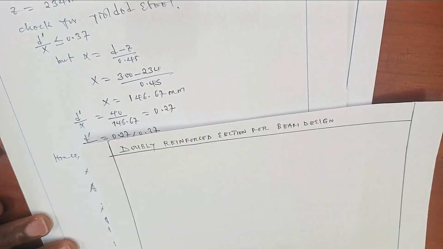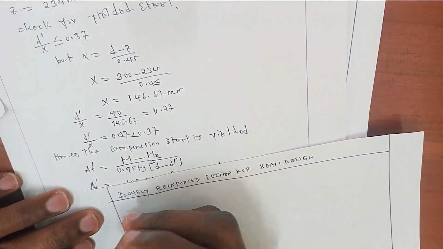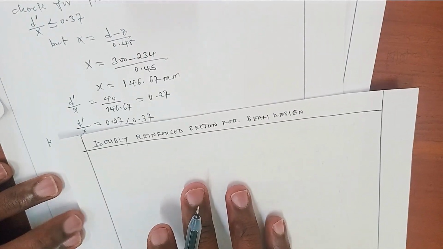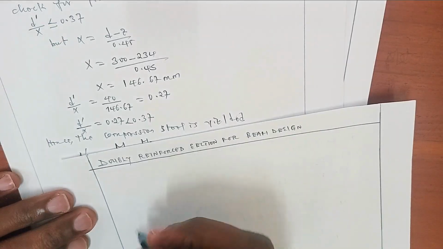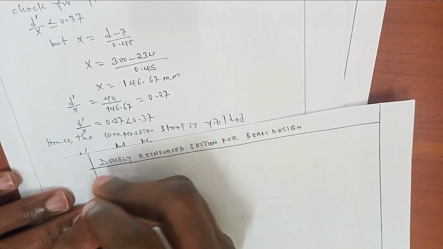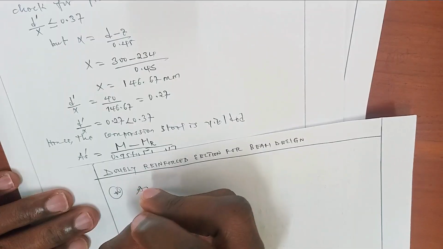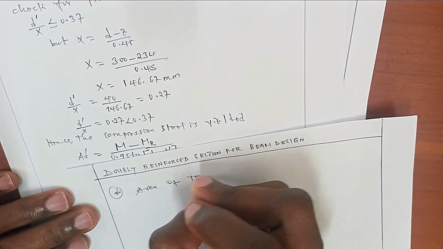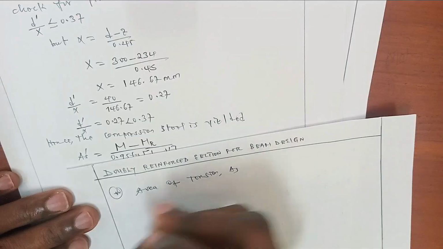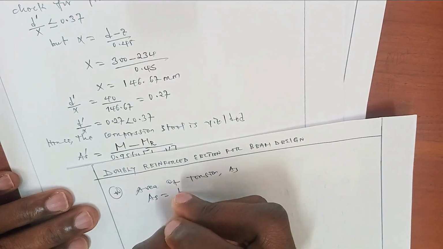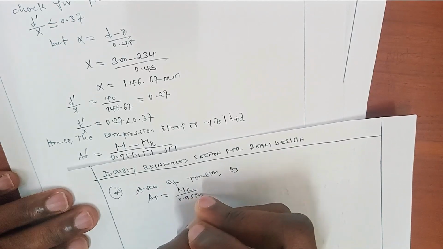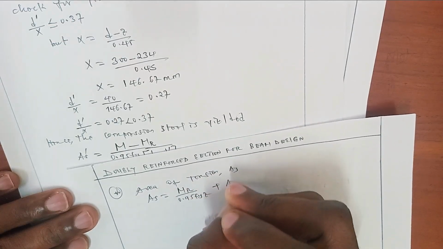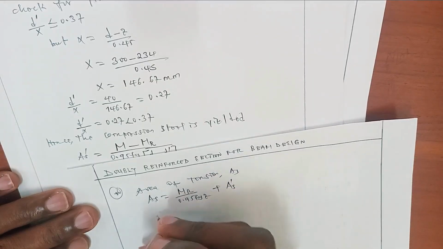The next step is to determine the area of tension, since the designing of a double reinforced section involves both the area of compression and the area of tension. Now, the area of tension is given by this formula: M over 0.95 Fy Z plus area of compression.